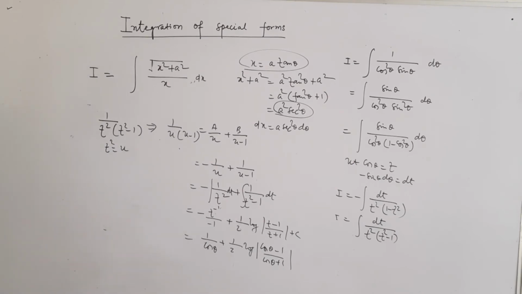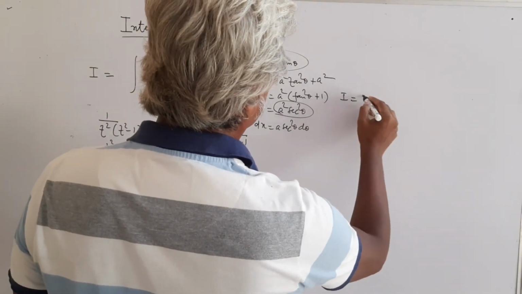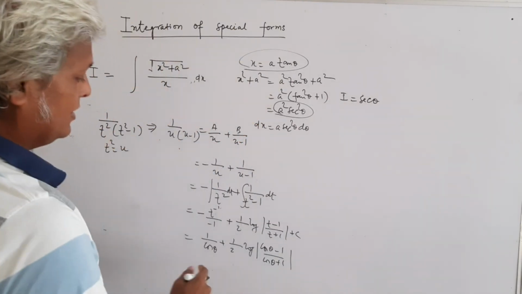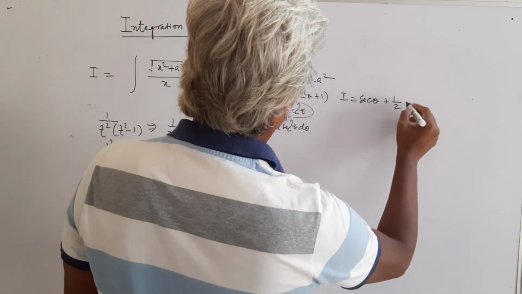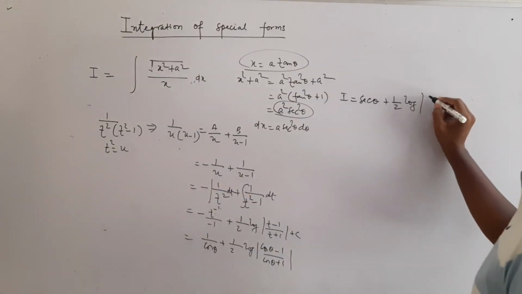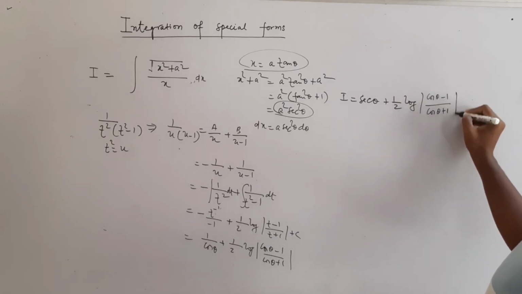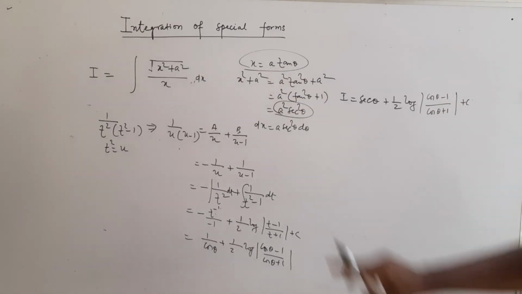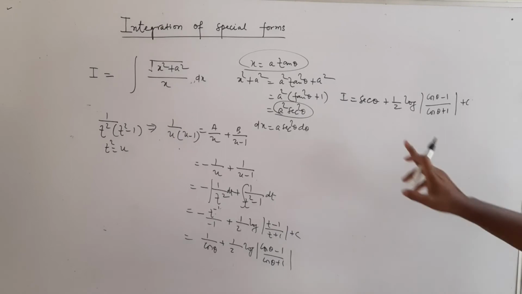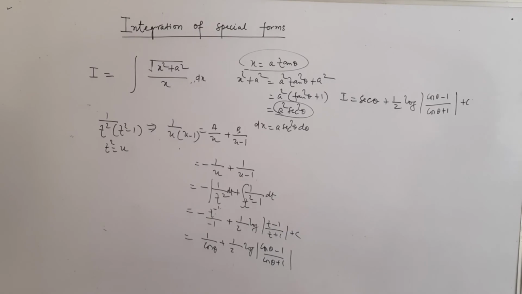Now we are almost close to the answer. Now let me clear that part of the screen. So 1 over cos theta will become sec theta. So I is sec theta plus 1 over 2 log mod cos theta minus 1 over cos theta plus 1, plus c. But you were given x equal to a tan theta, and we assumed x is a tan theta, so we are getting our answer in terms of theta. However, we should get our answer in terms of x. How can we do that?